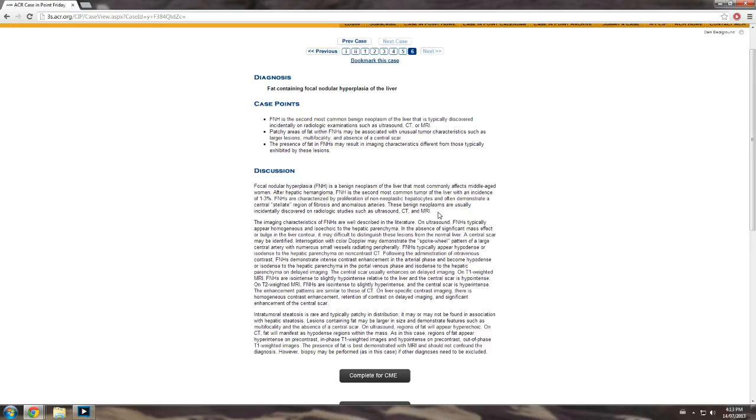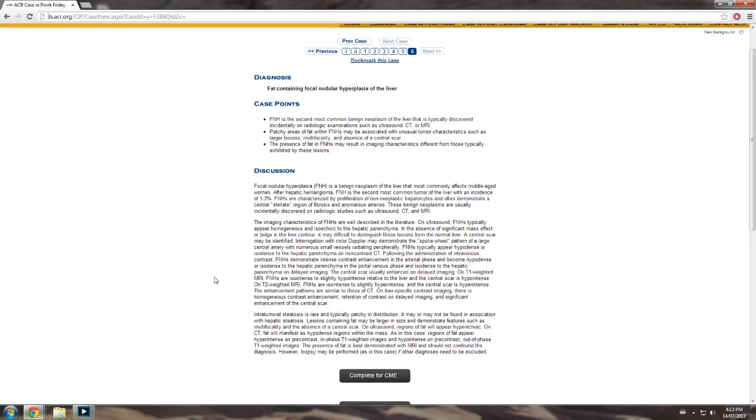Following the administration of intravenous contrast, FNHs demonstrate intense contrast enhancement in the arterial phase and become hypodense or isodense to the hepatic parenchyma in the portal venous phase and isodense to the hepatic parenchyma on delayed imaging. The central scar usually enhances on delayed imaging. On T1-weighted MRI, FNHs are isointense to slightly hypointense relative to the liver, and the central scar is hypointense. On T2-weighted MRI, FNHs are isointense to slightly hyperintense, and the central scar is hyperintense. The enhancement patterns are similar to those of CT.